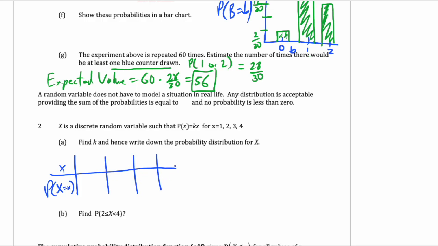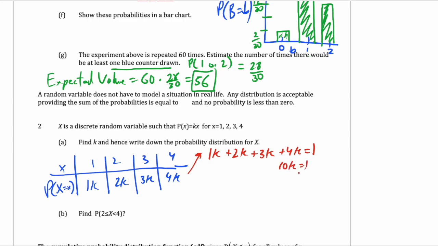Probability distribution. So the x's are 1, 2, 3, 4, and the probabilities are k times x, so k times 1, or 1k, 2k, 3k, 4k. That's all we're talking about here. The way to figure out what k is: all the probabilities have to add up to 1, or 100%. 1k plus 2k plus 3k plus 4k equals 1. So 10k equals 1, k equals 1/10.